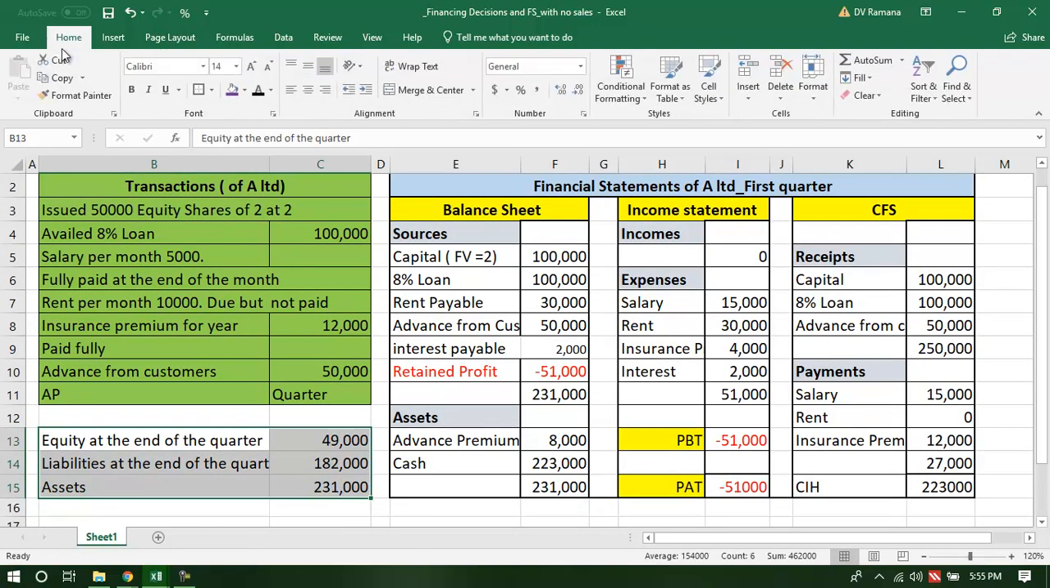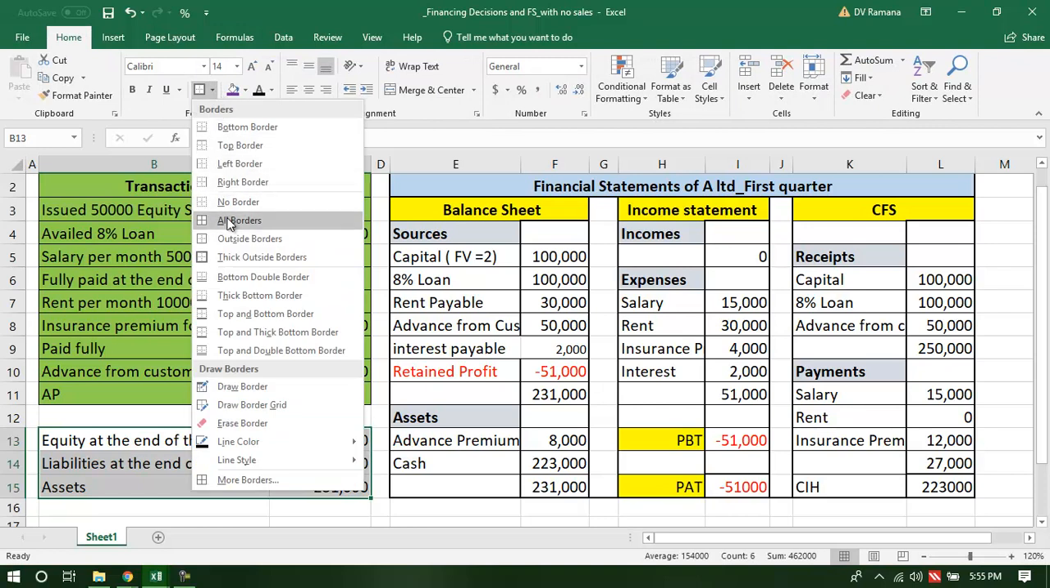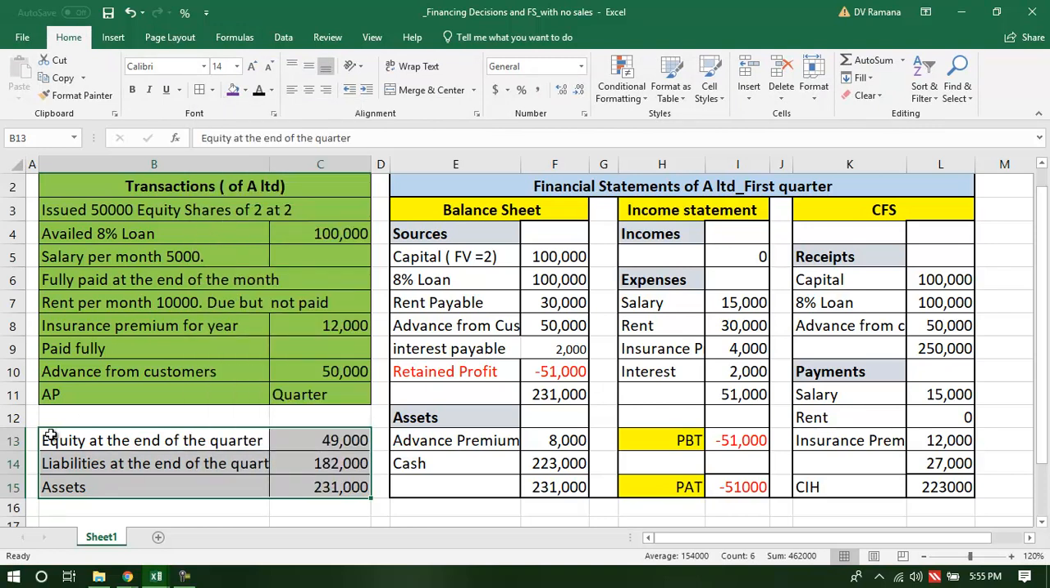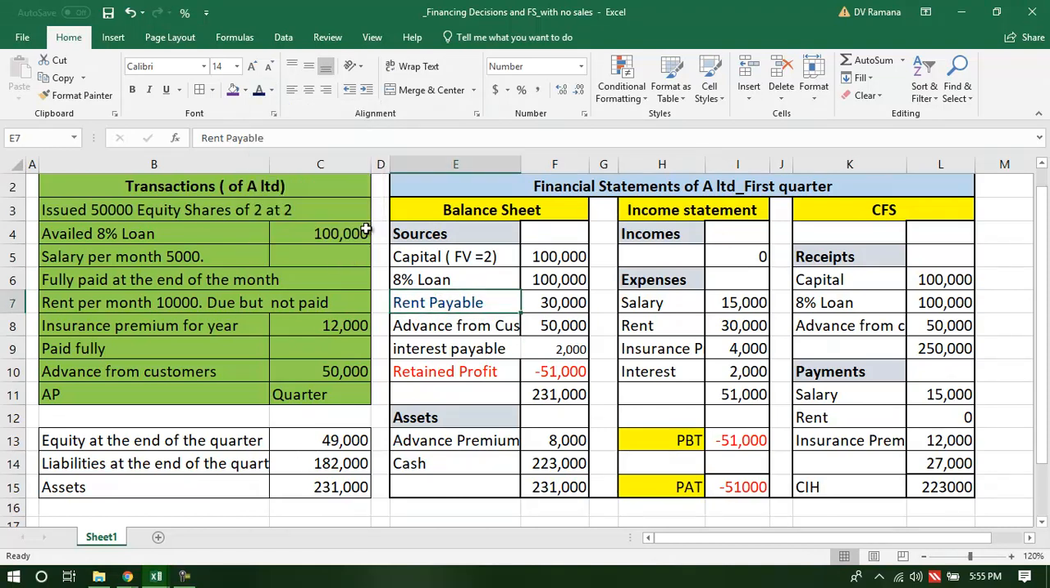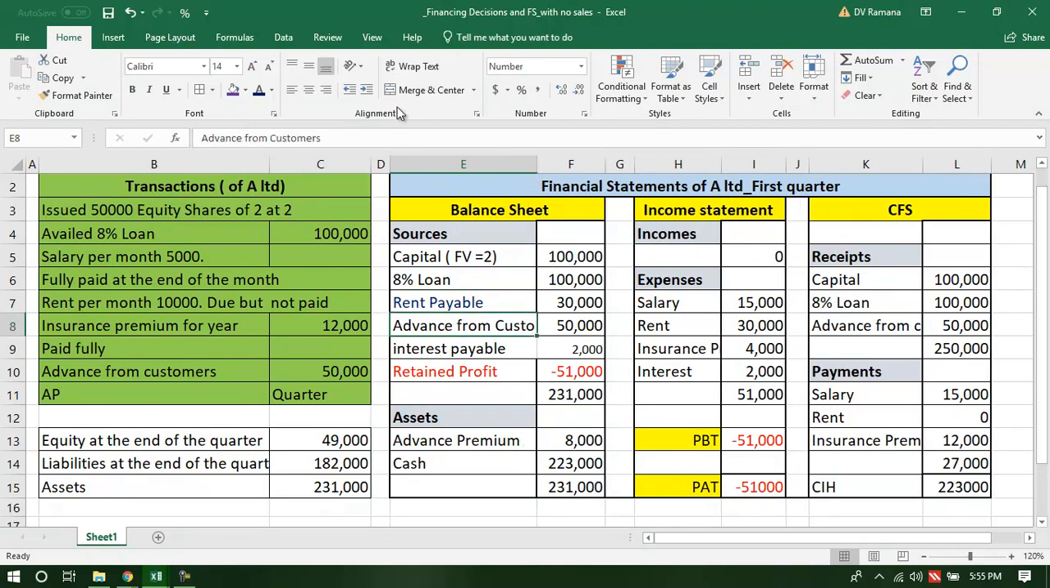The accounting equation says the assets of the company should be equal to E plus L. But the focus of this particular session is to drive home the relevance of recording the transactions as per the accrual and matching principle. So rent payable is a liability, advance from the customer is a liability, interest payable is a liability, whereas advance premium, expenses paid before the due date, is an asset.